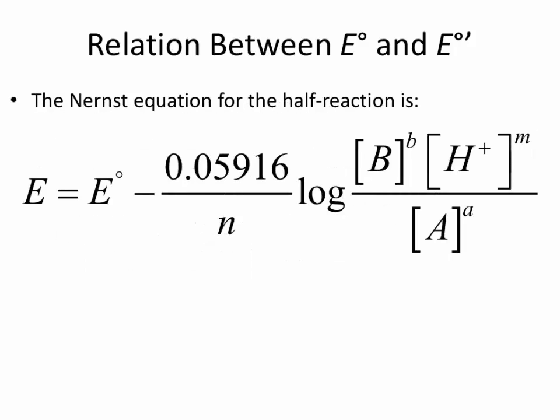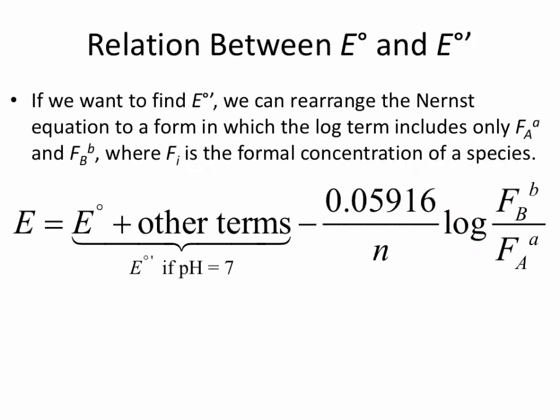Now the Nernst equation for the half reaction is given here, where we have E is equal to E0 minus 0.05916 over n times log of B concentration raised to the b power times the hydrogen ion concentration raised to the m power, divided by the A concentration raised to the a power.